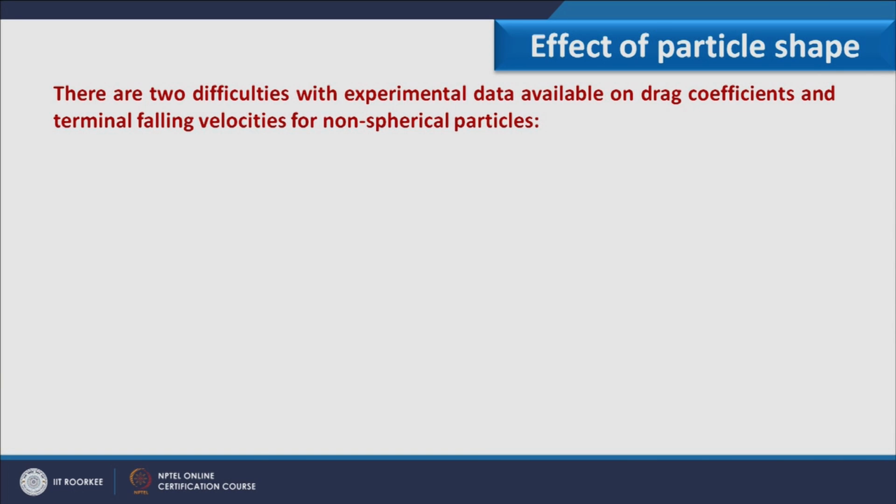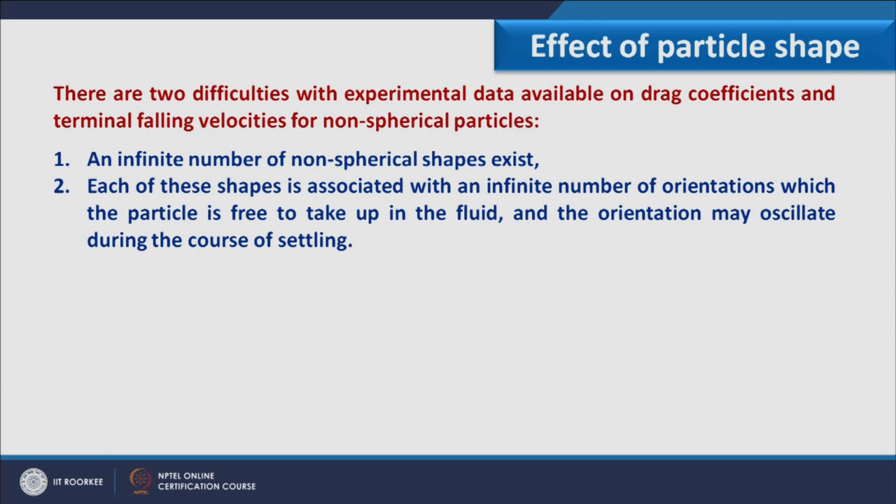So, there are two difficulties with the experimental data available on drag coefficients and terminal falling velocity for non-spherical particles. The first is that an infinite number of non-spherical shapes exist, and second, each of these shapes is associated with an infinite number of orientations which the particle is free to take up in a fluid, and the orientation may oscillate during the course of settling. So, for example, when we consider an irregular particle, sometimes it will fall like this, sometimes it may fall like this, and sometimes it may fall vertically also.